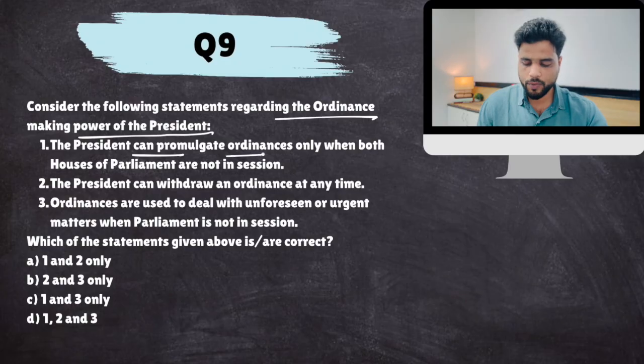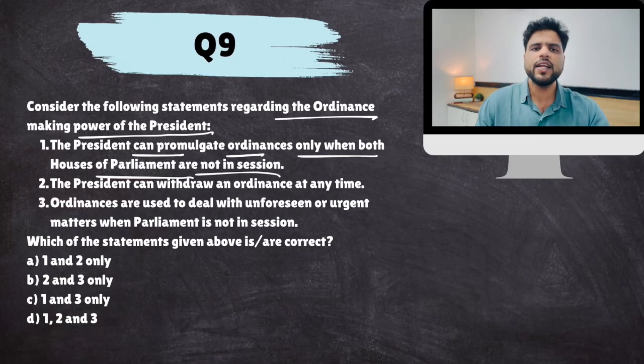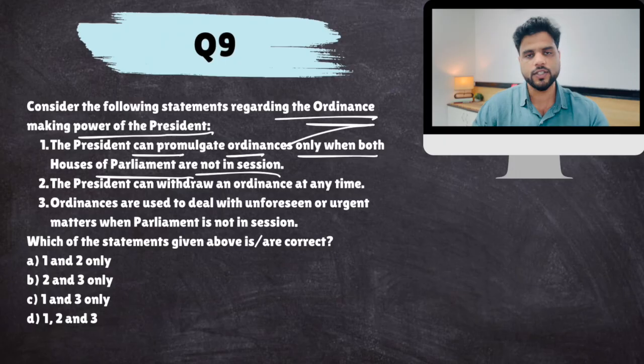Okay, next. Consider the following statements regarding the ordinance making power of the president. The president can promulgate ordinances only when both houses of parliament are not in session. You know what ordinance is? Temporary law-making power of the president. If the house is not in session and we need a law in an emergency-like situation, then president can pass a temporary law called ordinance. So president can promulgate an ordinance only when both houses are not in session.